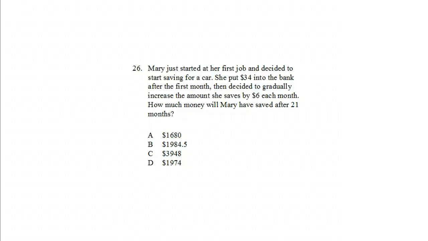So number 26 says, Mary just started her first job and decided to start saving for a car. She put $34 in the bank, so she has $34 after the first month. Then she gradually increases the amount she saves by $6 each month. So which means the second month she'll save 34 plus 6 is 40. The third month she'll put $46. The next month she'll put in plus 6 is $52, and so on and so on.